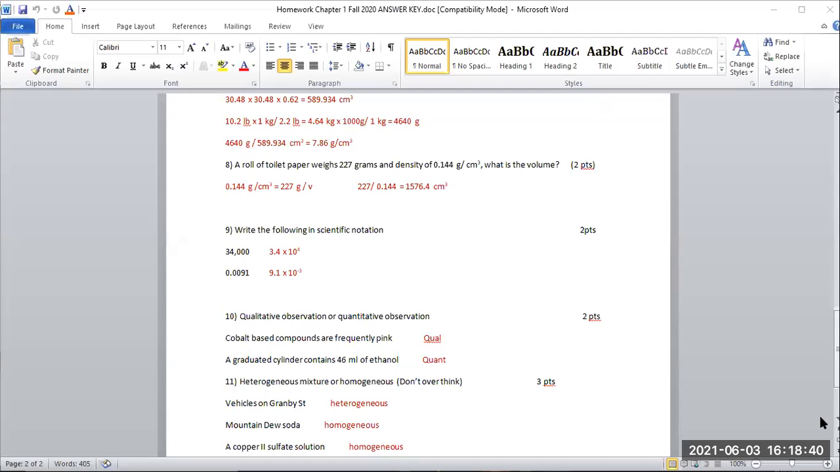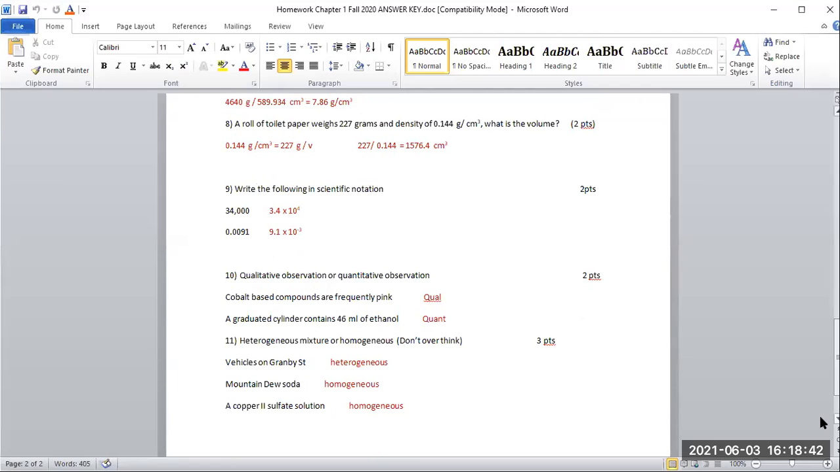All right, so yeah, make sure your numbers out in front have to be between 1 and 10. You will end up with 3.4 times 10 to the 4th, because it is a large number, therefore a positive exponent. And then I gave you a small number, and you should have 9.1 times 10 to the negative 3rd. You must have a negative exponent because it is a number less than 1.